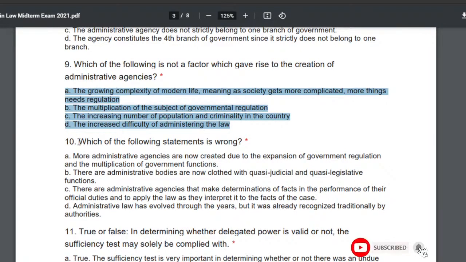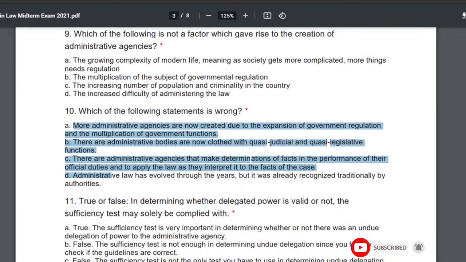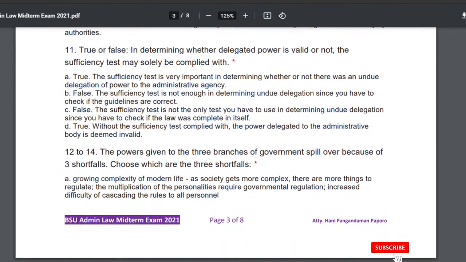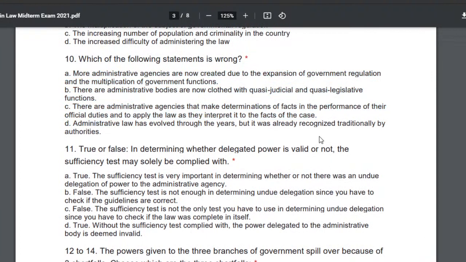Number 10. Which of the following statements is wrong? Which is wrong? Okay, so just check which is wrong based on the definition of admin law. Number 11. Okay, I'm gonna put this here, so that you have time. Okay, more admin agencies now created. You can screenshot this if you want.